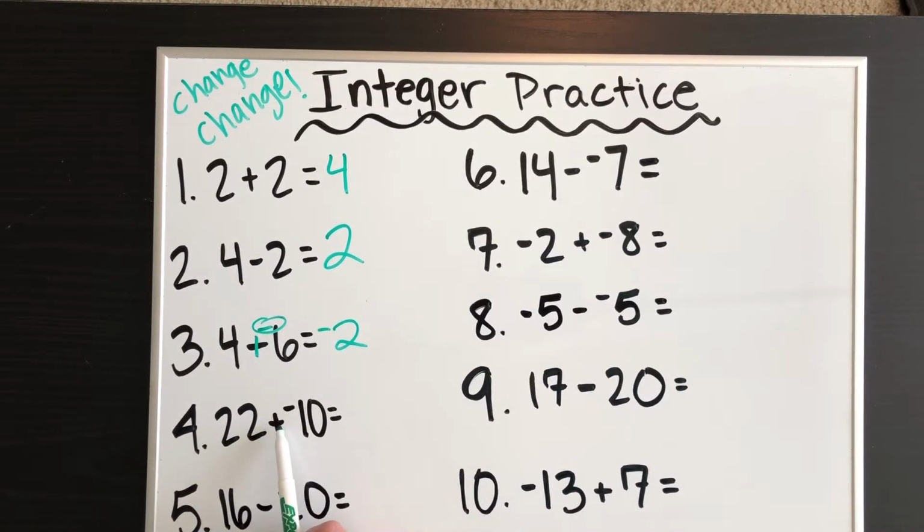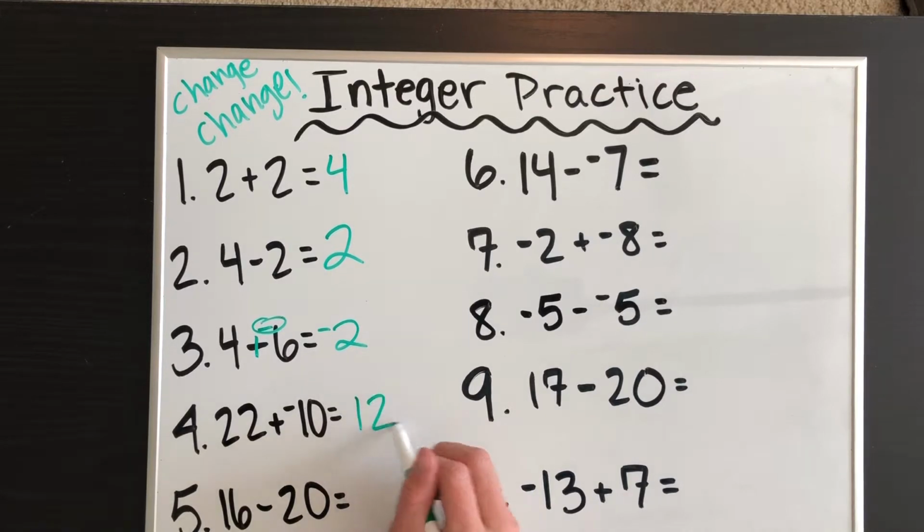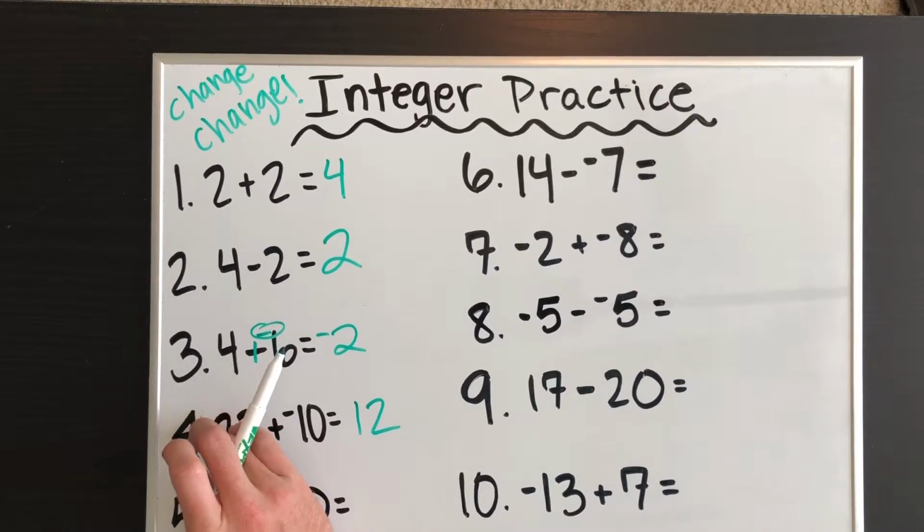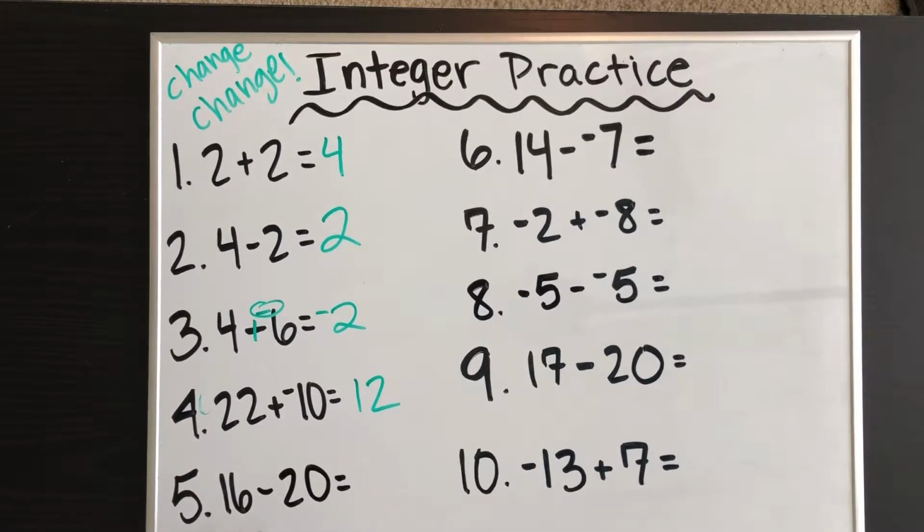Okay, right here, we already got to this point where it's change, where we have a positive and a negative. So what we do is subtract 22 minus 10 and take the sign of the bigger number. So 22 minus 10 is 12. The sign right here is obviously positive because it doesn't show a negative sign.